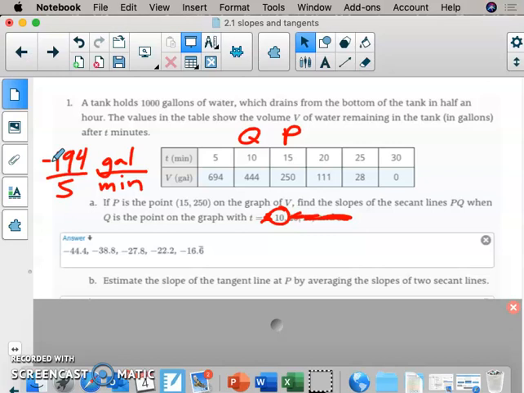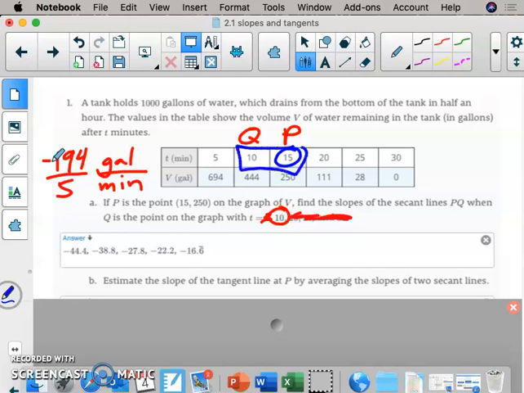Now, the book is going to ask you tonight to estimate the slope by averaging the slopes of 2 secant lines, right? So if you want the slope at t equals 15, which 2 secant lines do you think would be the best ones to average? Right, 10 to 15 and 15 to 20. You take those 2 slopes, average them together, and you get a pretty good approximation for the slope at 15. It's not perfect, but it's something we can go with. And that's what you're going to need to know for your homework tonight.